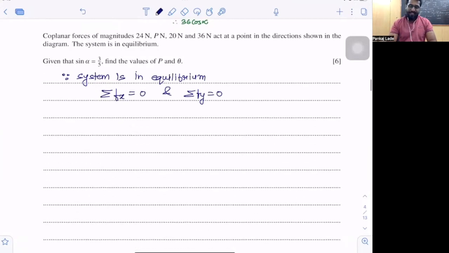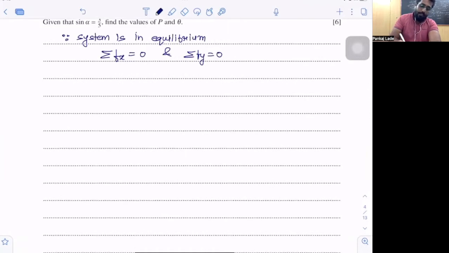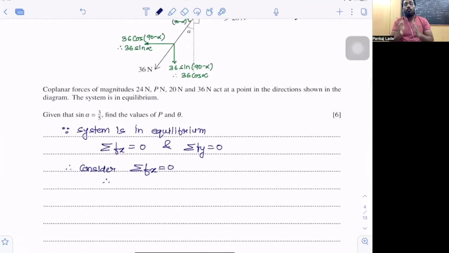So summation of Fx, students, let's take summation of Fx. So therefore, I'll write here, consider summation of Fx equal to 0. So consider every single horizontal force. Anything which moves in the right direction will be taken as what? Anything which moves in the right direction is taken as positive. Anything which moves in the left direction will be taken negative. Remember this concept very properly. Anything which goes in the right direction is taken positive, left direction is taken negative.